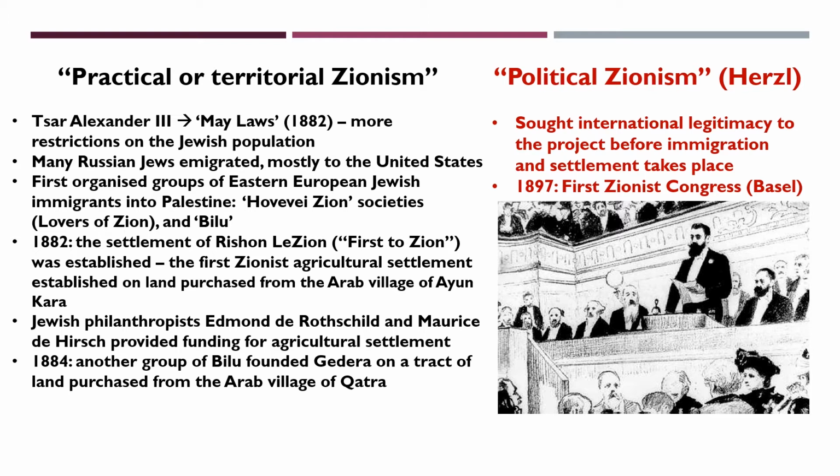These two groups of people sent a number of groups into Palestine, very small groups. The first Bilu group, for instance, was just 14 immigrants.